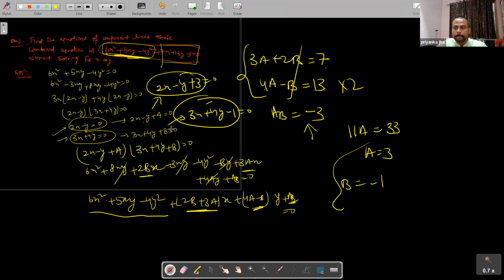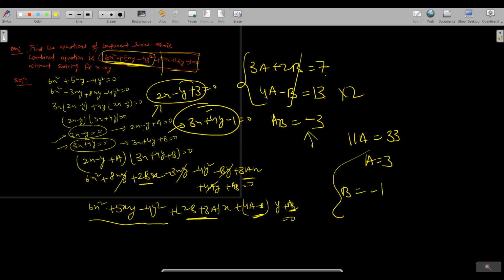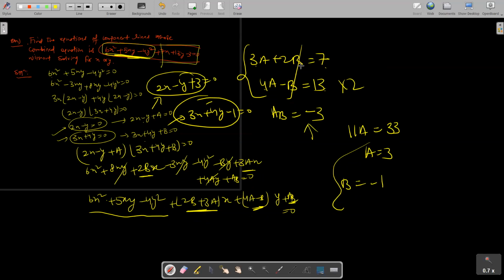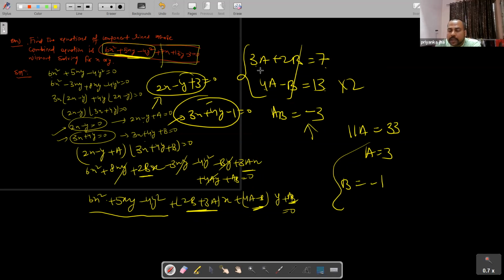So where did 11a come from? You just have to solve these two equations simultaneously. I multiplied by 2. This is minus 2b and added. So 2b and minus 2b cancel. This is 4 into 2, 8 plus 3, 11.